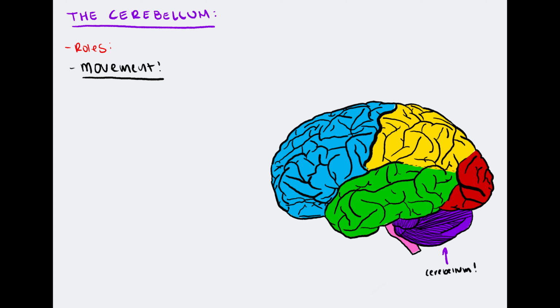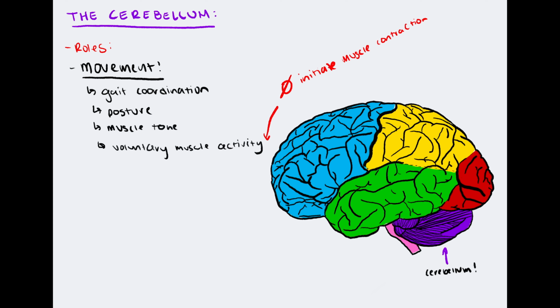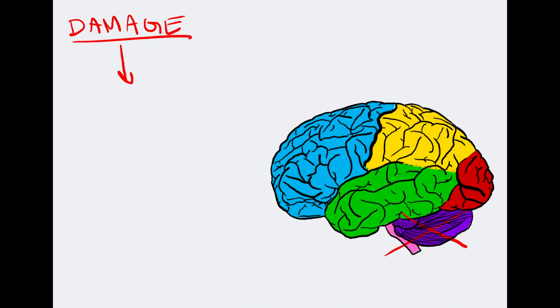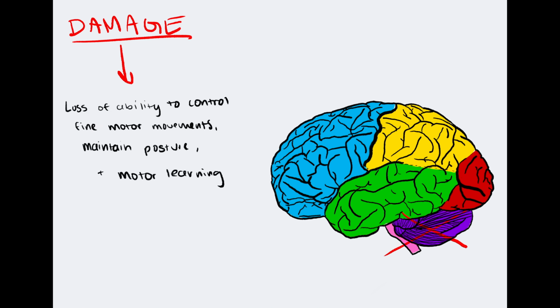The cerebellum is involved in movement regulation through the coordination of gait, posture, muscle tone, and voluntary muscle activity. However, it cannot initiate muscle contraction. That's reserved for the motor cortex. The cerebellum also plays a role in balance control. Damage to the cerebellum in humans results in the loss of ability to control fine motor movements, maintain posture, and motor learning.